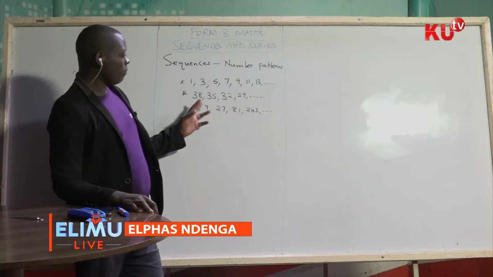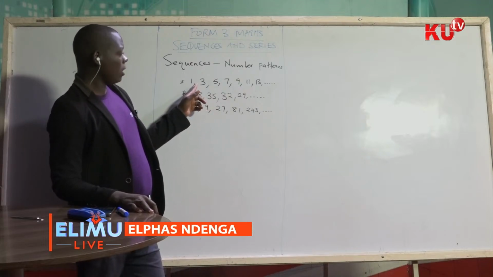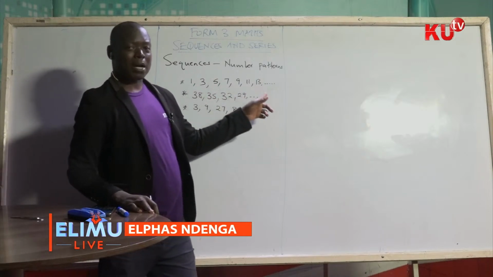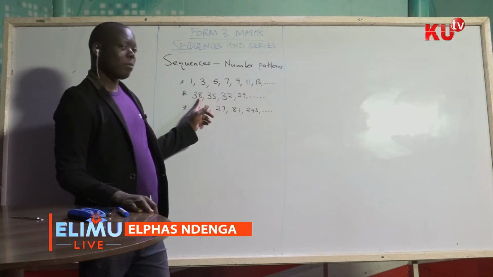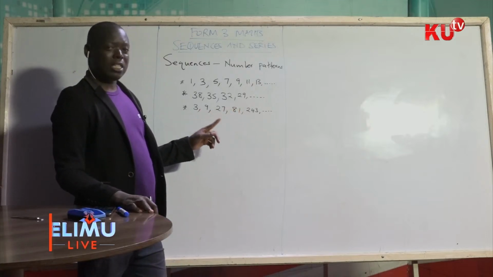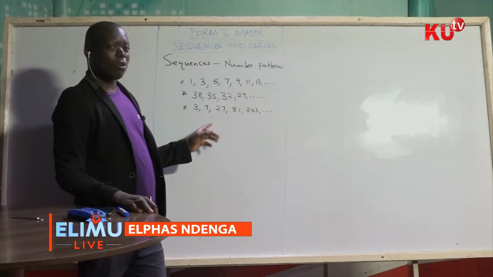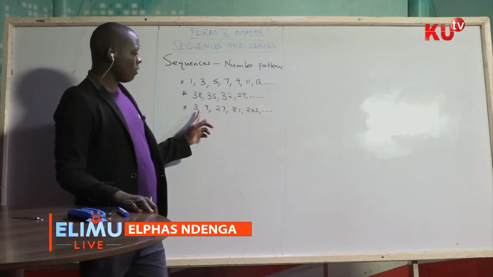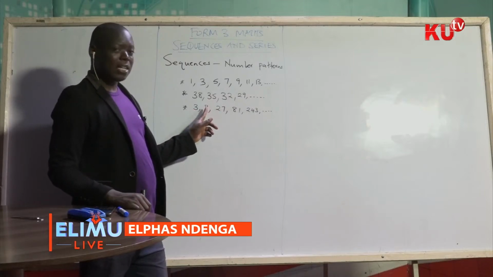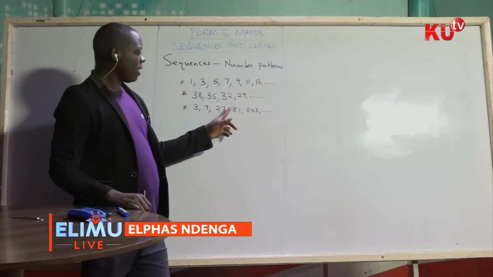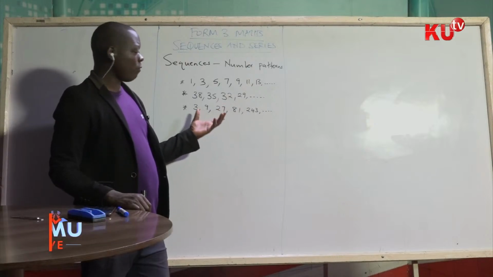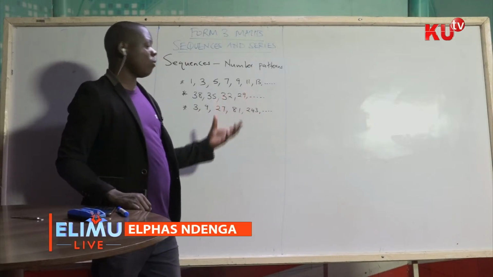For example, in the first one, I will easily say that I'm adding 2 to get the next number. In the second one, I'm subtracting 3 to get the next number. But in the third one, it is not easy to say that you are subtracting or adding a certain number. Why? Because if you try, 9 less 3 is 6, 27 less 9 is 18, 81 less 27 gives you 54. So it is not as it is with number 1 and number 2.